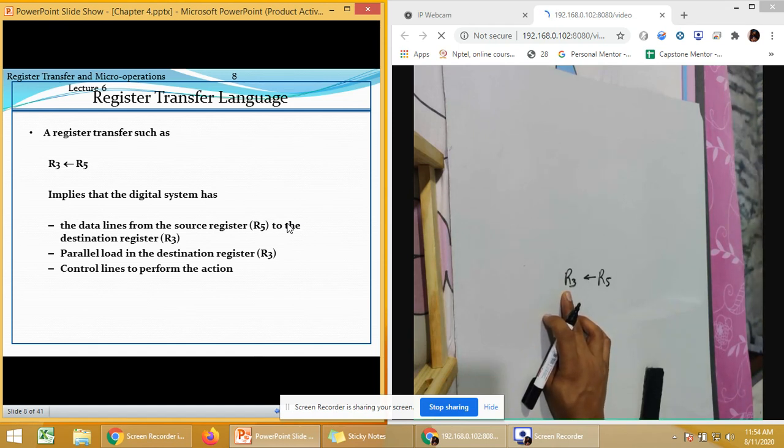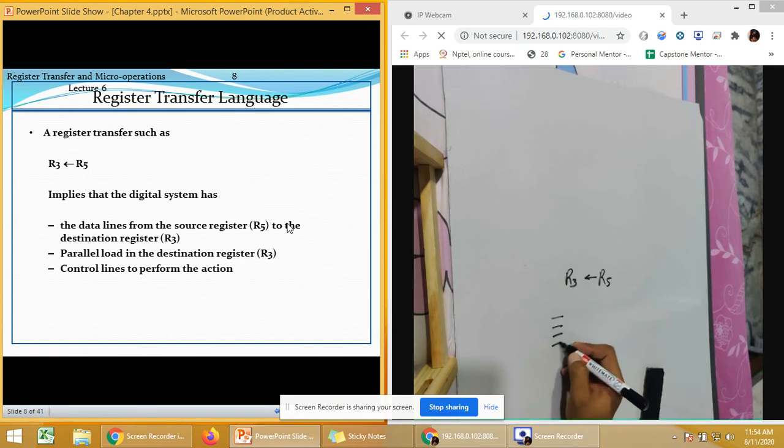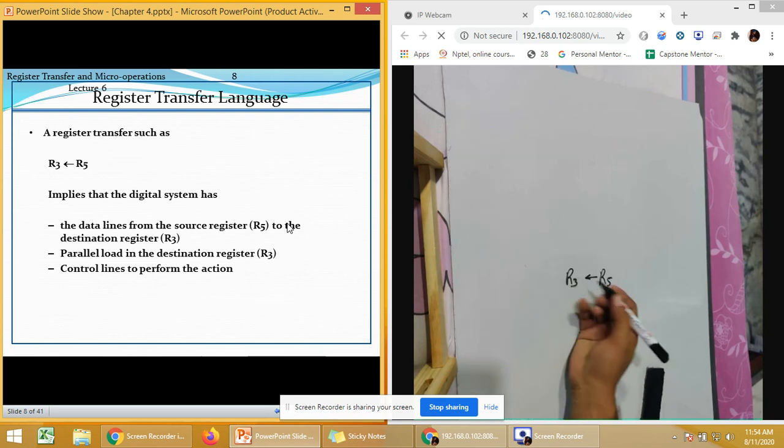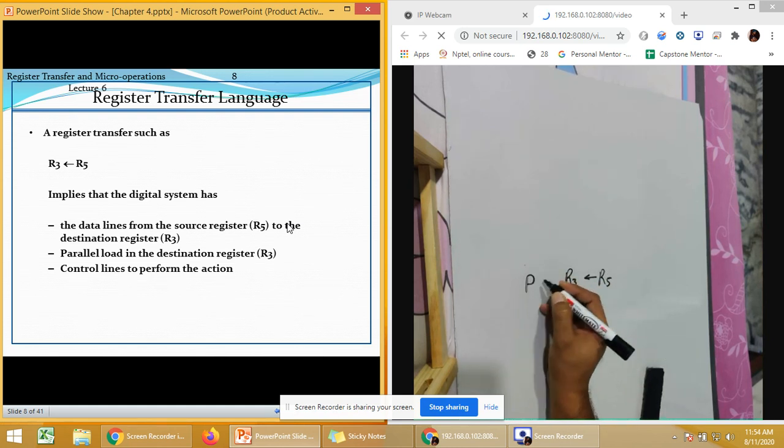Second, we need to have a parallel load in the destination, that is R3, because how will R3 load the data if it does not have parallel load enabled? So it needs to have a parallel load capability present. And after this, the third important thing we need is to decide at what time this transfer should happen. For that, we need a controlling signal like this. This will be my controlling signal.